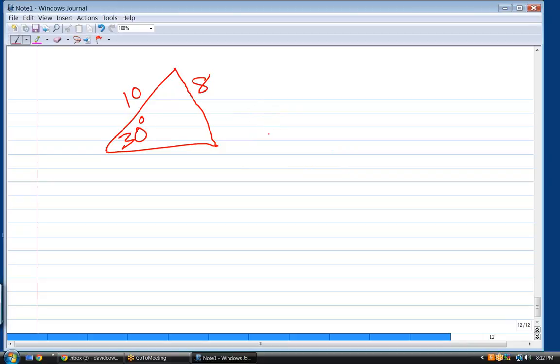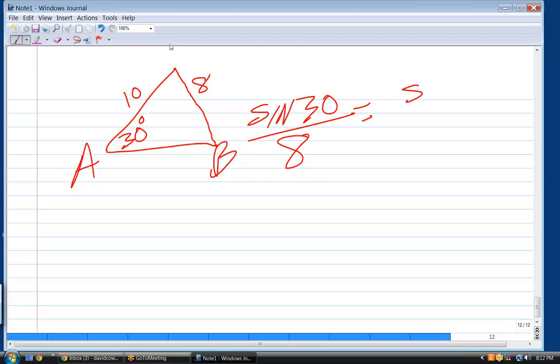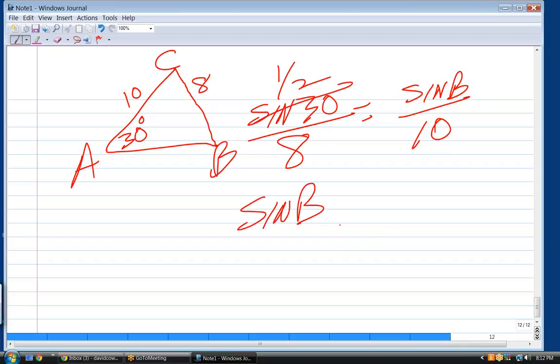Start off by trying to solve it. Go ahead. So do sine of 30 over 8 equals sine of b over 10. Okay, the sine of 30 is 1/2. So what's the sine of b equal to? 5 over 8. Is that right? Uh-huh. Okay. Now tell me what b is equal to. The inverse sine of 5 over 8.